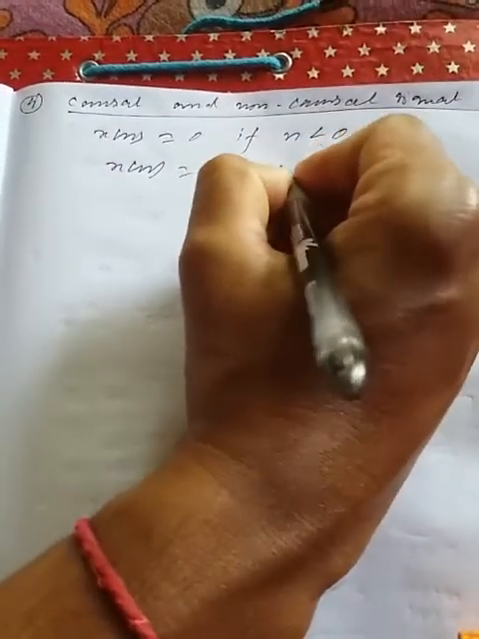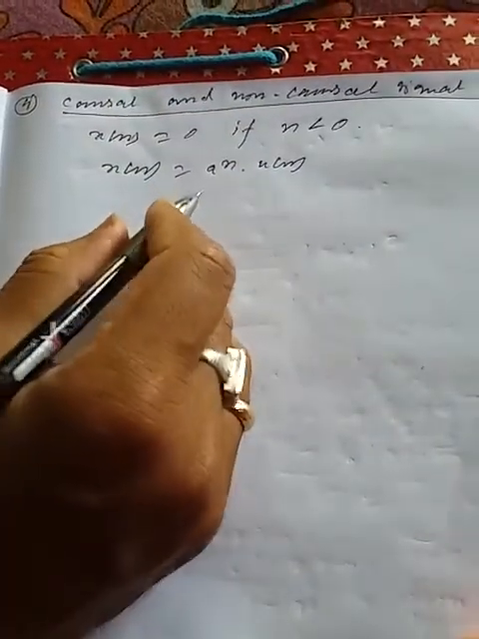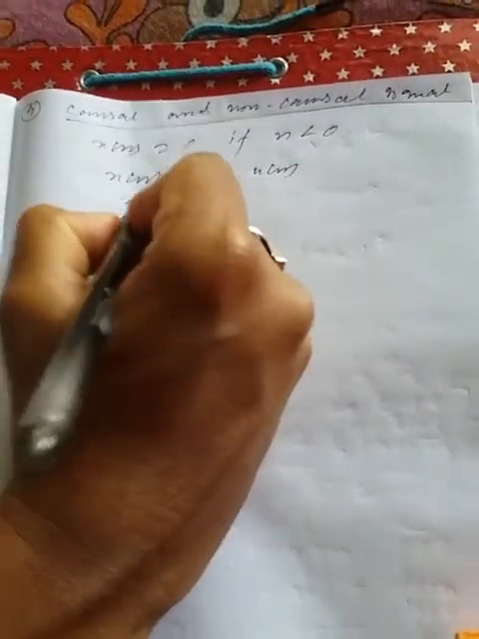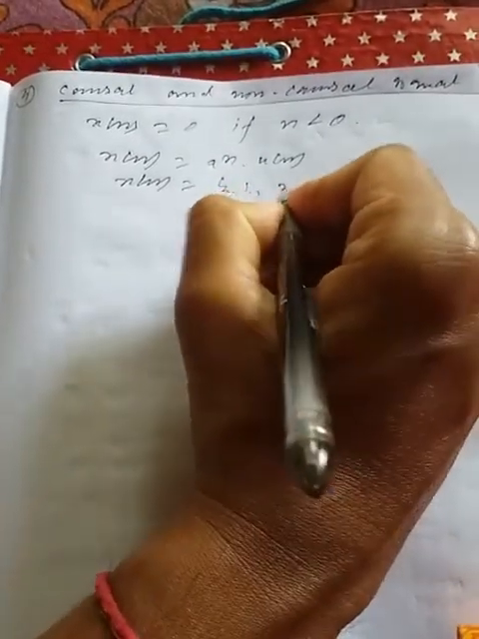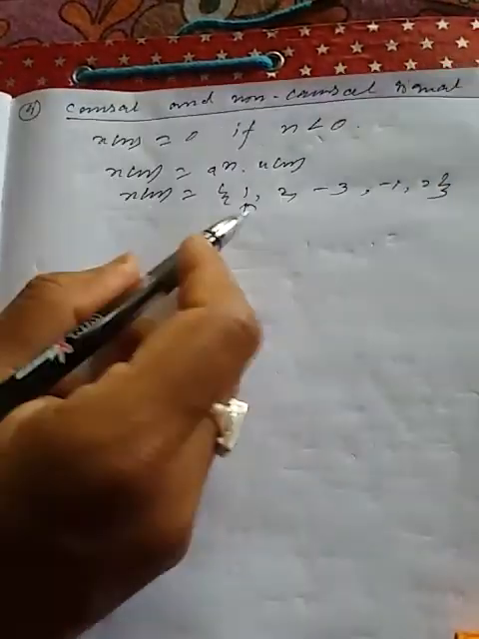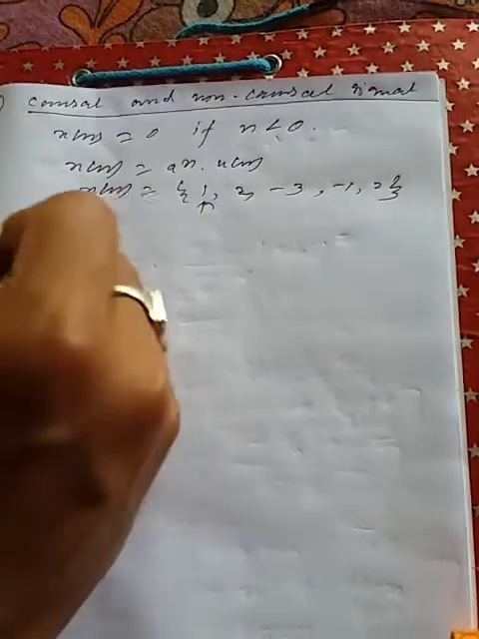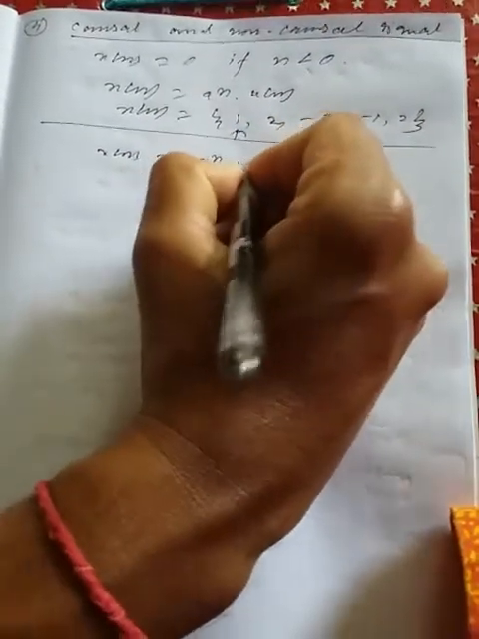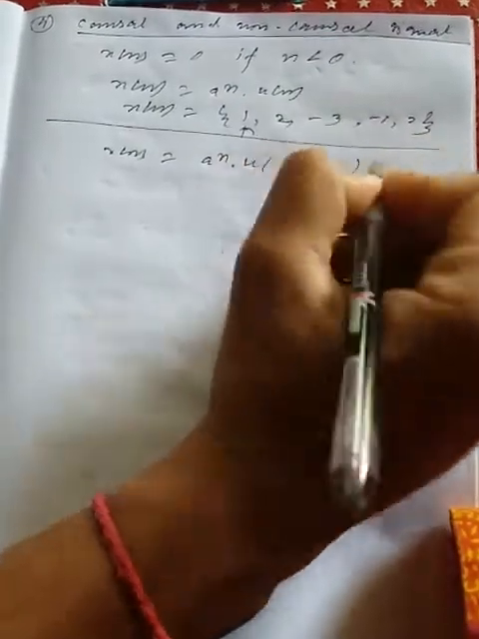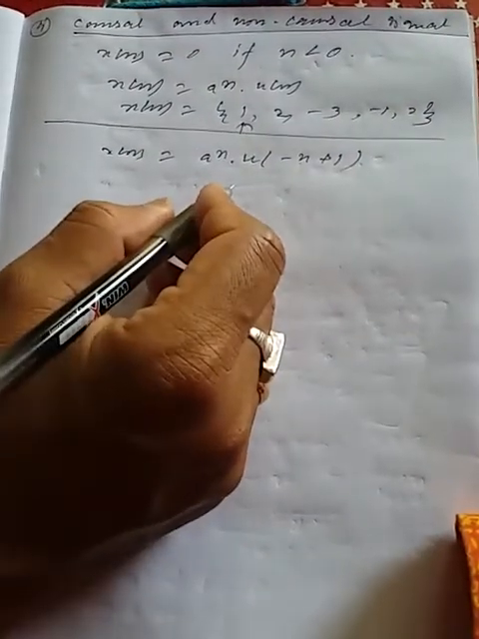An example of a causal signal is x[n] = aⁿ u[n]. This is an infinite duration causal signal. Again, x[n] = {1, 2, -3, -1, 2} with the arrow at the first element is a finite duration causal sequence. An example of a non-causal signal is x[n] = aⁿ u[-n + 1].